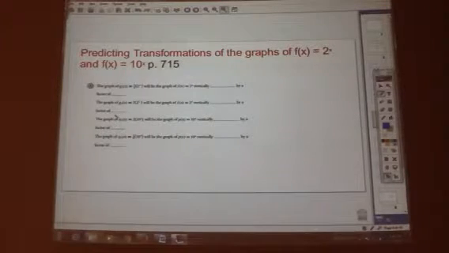The graph of g of x equals 1/4 times 2 to the x will be the graph of f of x equals 2 to the x vertical compression by a factor of 1/4. Second one, the graph of g2 of x equals 3 times 2 to the x power will be the graph of f of x equals 2 to the x vertically stretched by a factor of 3.